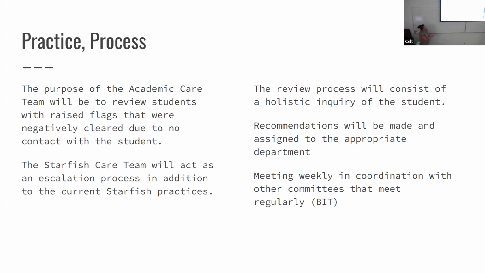So here's the meat and potatoes of it. We're a review structure for negatively cleared flags. Andrew goes in and clears all of those flags. An instructor raises a flag, and the advisor's responsibility is to reach out to the student to say, hey, come in, let's talk about this. There's only so many times you can reach out to a student and they're not answering, so an advisor will negatively clear the flag. That doesn't mean it's gone away or that nothing has happened. It just means we tried, couldn't get a hold of the student, and now the situation is escalated to our team where we can take a look at it.